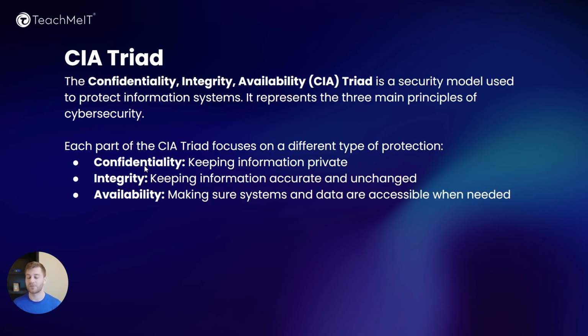So let's first start off here with confidentiality. This is just keeping information private and ensuring that only the people who need to see it are the ones seeing it. Next up is integrity, and this helps keep our information accurate and unchanged and lets us have that peace of mind that the information wasn't altered in any way that we weren't expecting. Finally, we have availability, which is making sure that our systems, our data, and our devices are accessible whenever needed.